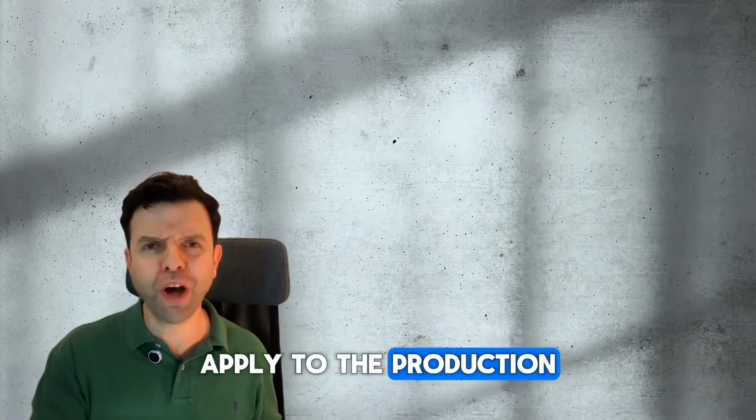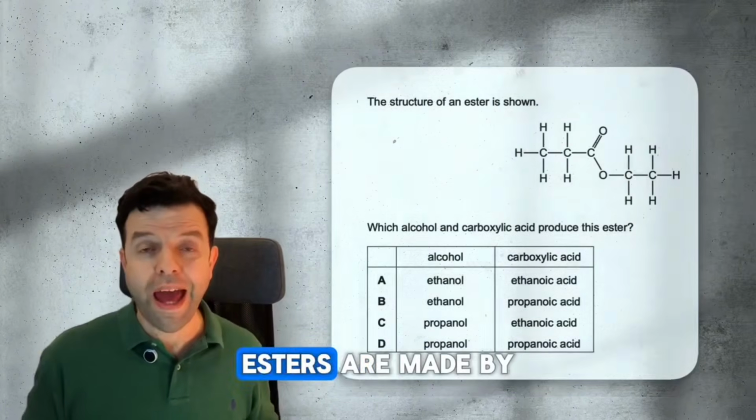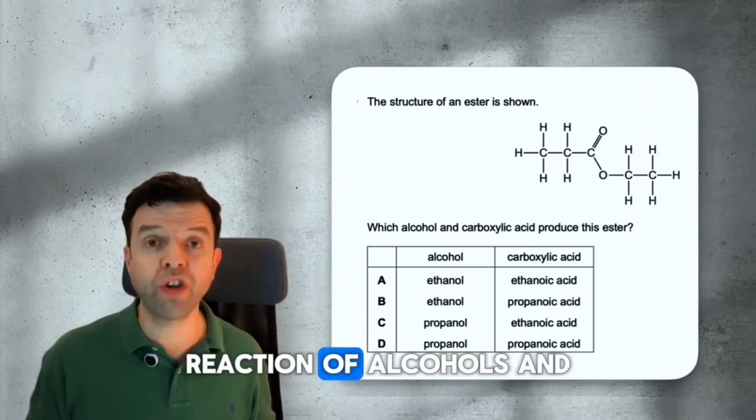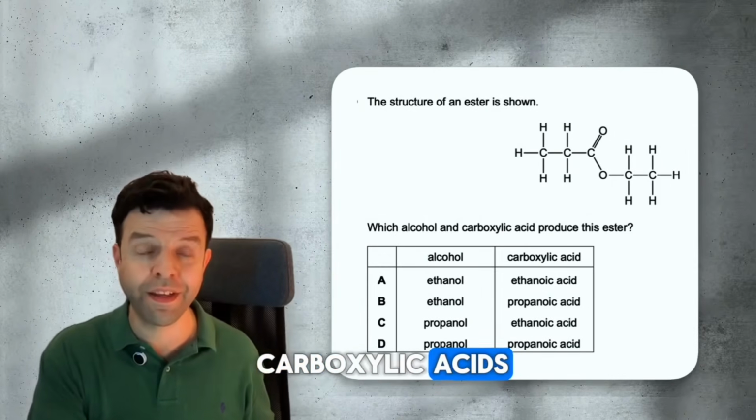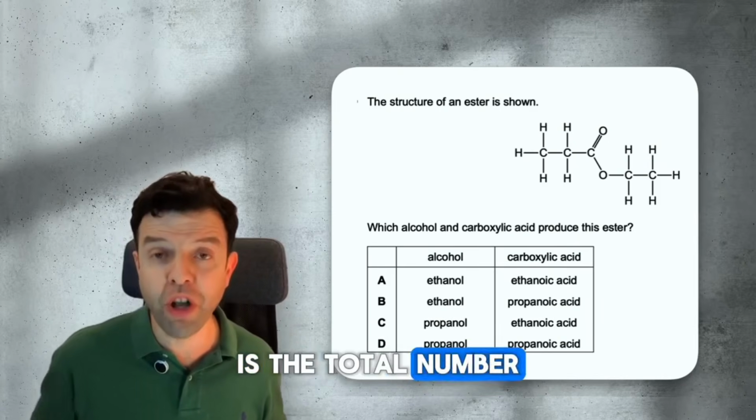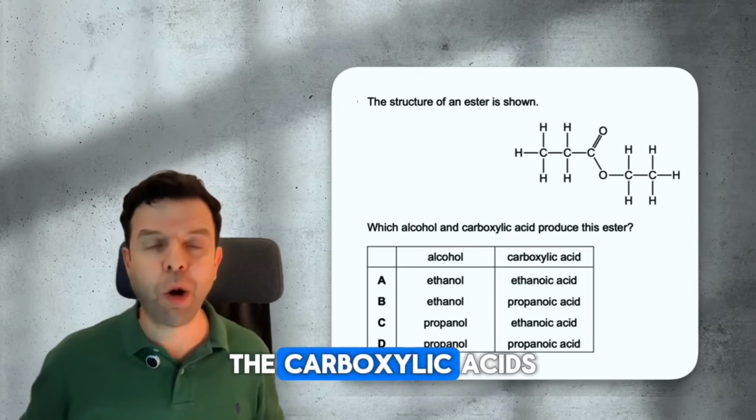The opposite applies to the production of alcohol by hydration. Esters are made by the condensation reaction of alcohols and carboxylic acids. The number of carbons in an ester is the total number of carbons in the alcohol plus the carboxylic acid.